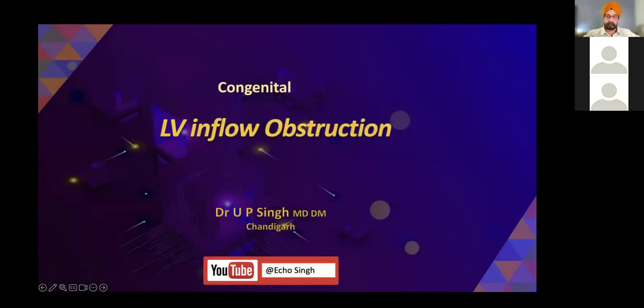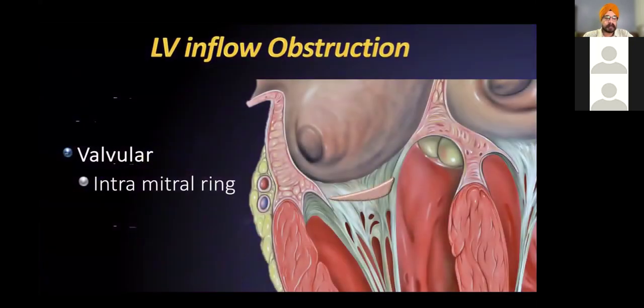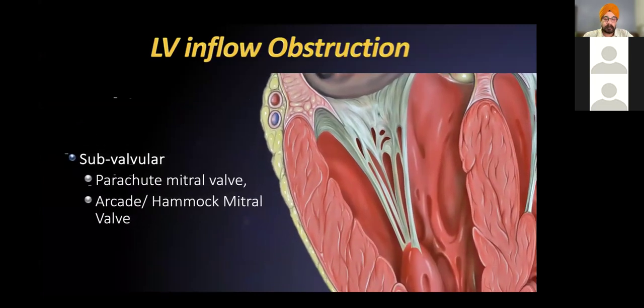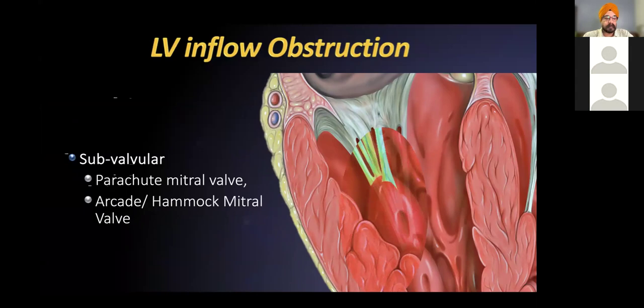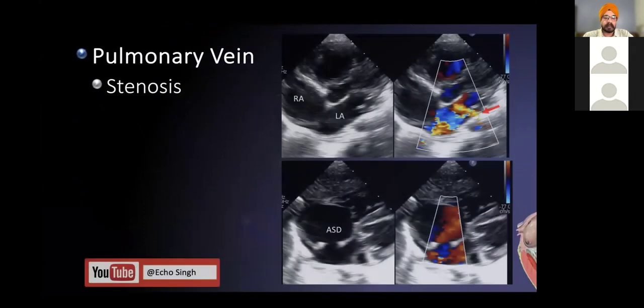All right. So I would discuss a little more than mitral stenosis, which would include not only supramitral rings and subvalvular pathologies, but also congenital LV inflow obstructions and the mitral ring. It could be a subvalvular apparatus problem, parachute mitral valve, hammock mitral valve. I'll show cases of all varieties, and then pulmonary vein stenosis. So why don't we begin with pulmonary vein stenosis?